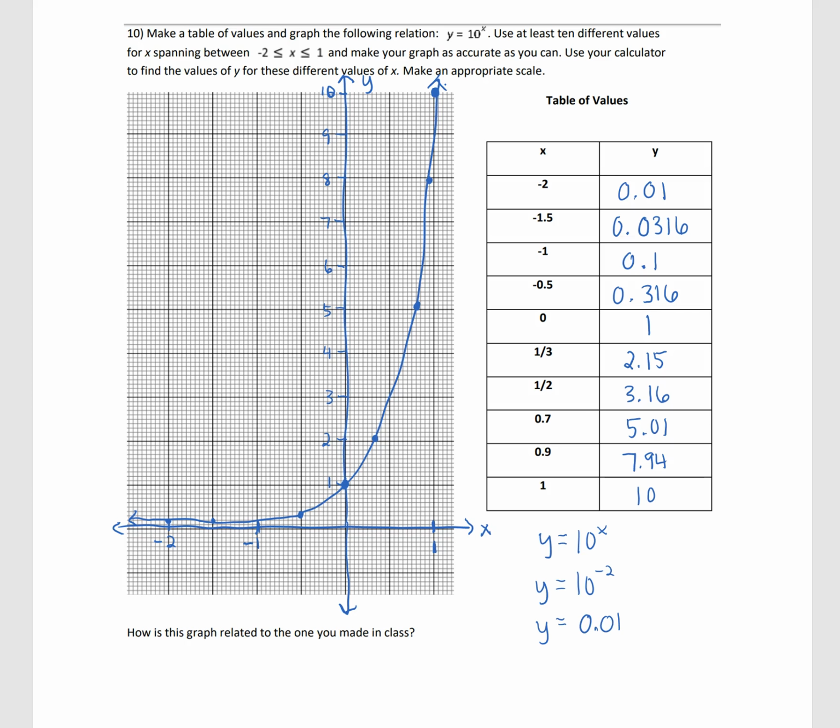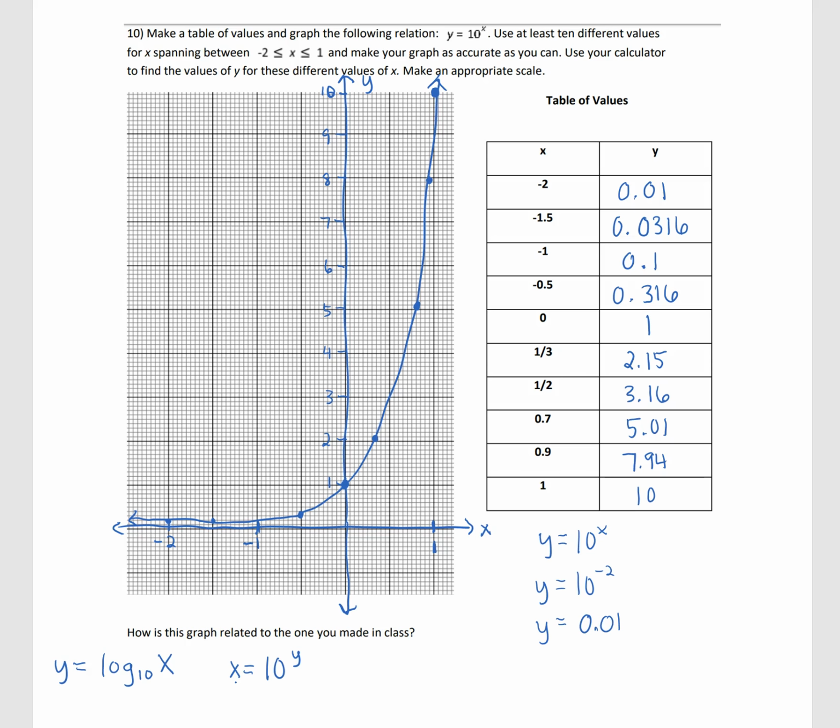Okay, and so we're then asked, how is this graph related to the one you made in class? If you remember, the one we made in class asked us to plot y equals log base 10 of x. Another way of writing that is x equals 10 to the power of y. This log is saying 10 to the power of what equals x. So 10 to the power of y equals x is a function we graphed in class. Now what we're doing is y equals 10 to the power of x. So we've just switched our x and y.